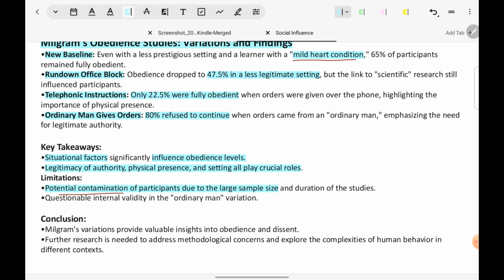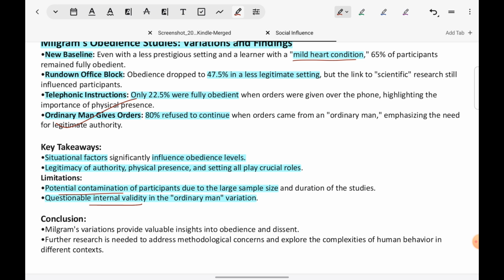Another weakness is in the ordinary man variation, where internal validity seems to be very doubtful. In the ordinary man variation, we have seen that an ordinary person gave the instructions, but if we see that variation carefully, that ordinary man just did not come in randomly and start giving instructions. He was authorized by the experimenter to give instructions before the experimenter left the room.